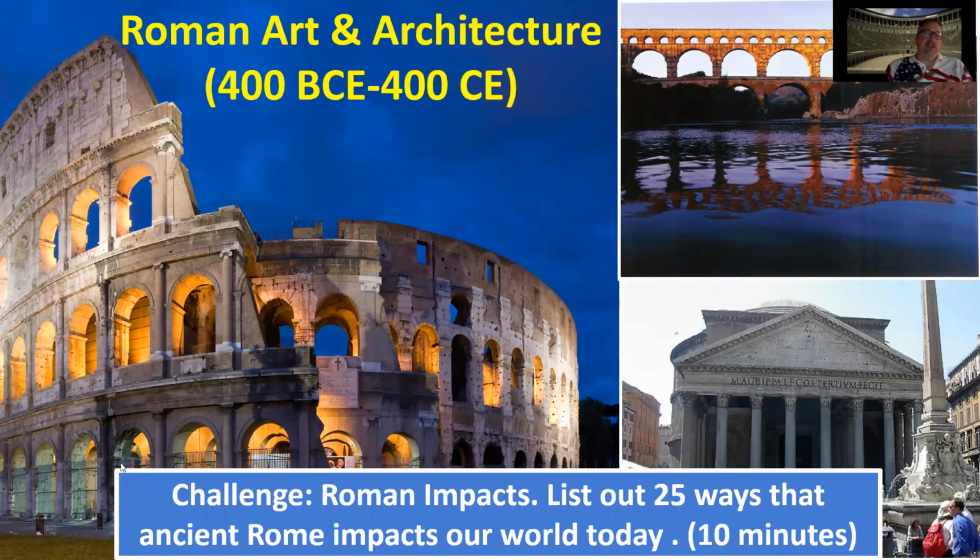The challenge here is to think about our Roman impacts. So list out 25 ways that ancient Rome impacts our world today. We have 10 minutes. And then at the end of this, we're going to have to decide: is Rome, ancient Greece, or Mesopotamia the most important culture for understanding the world in front of us? Mesopotamia has the fewest of the impacts, and probably the most significant, but Greece and Rome are both in the 25. So which one of those three civilizations, if it showed up on a midterm or final exam question, has had the most significant impact on the world that we live in?